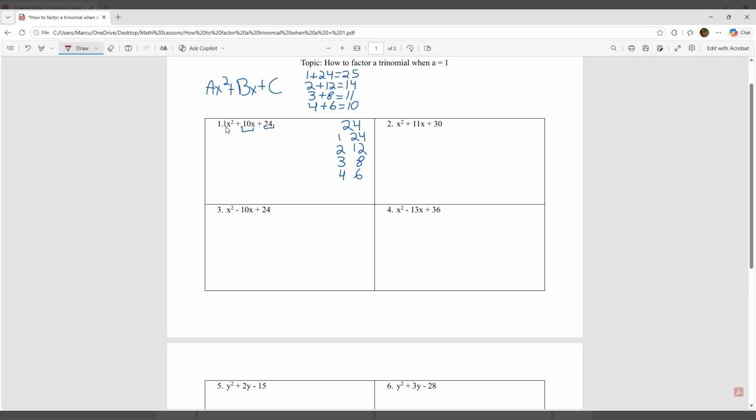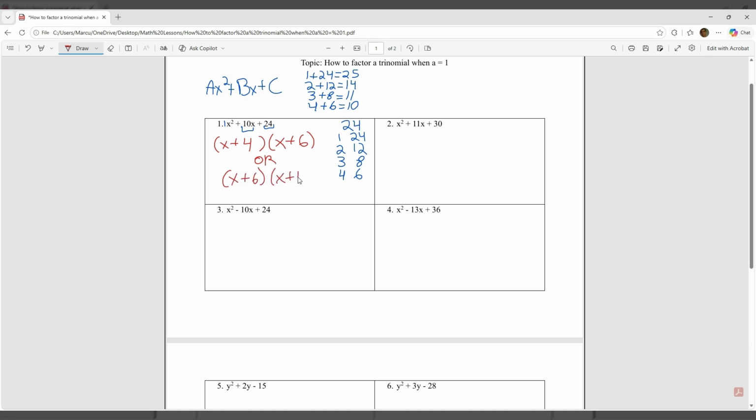Notice how your a term here, you have 1x squared. So because you have an x squared in the beginning, you're going to have x at the beginning of each set, like this, x and x. And then x plus 4 and x plus 6. So make sure you have the same numbers. Now, the order does not matter. You can have it like that, or also x plus 6, x plus 4.